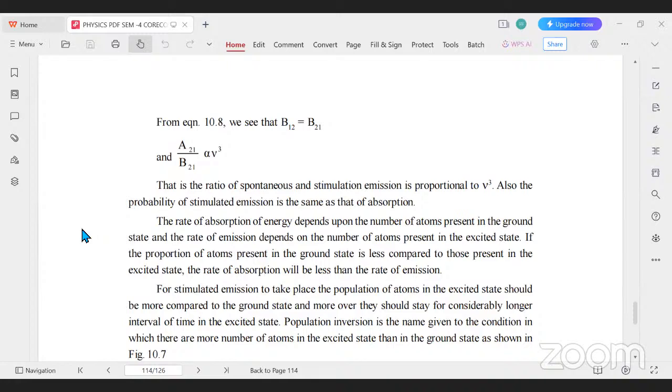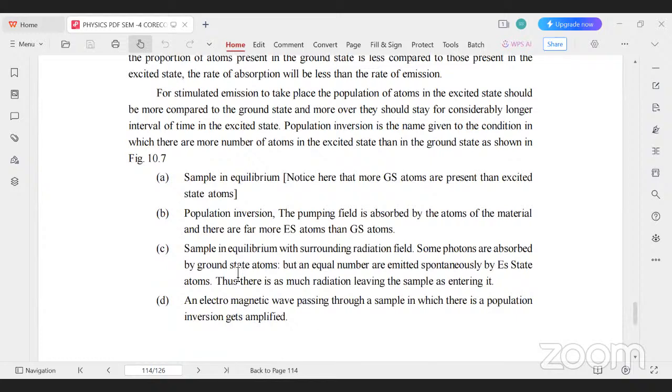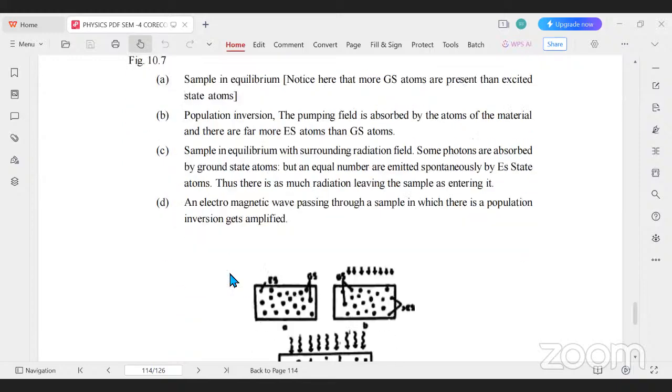Population inversion is the name given to the condition in which there are more atoms in the excited state than in the ground state, as shown in the figure. Here we can see the sample in equilibrium, and population inversion. An electromagnetic wave passing through a sample in which there is a population inversion gets amplified.